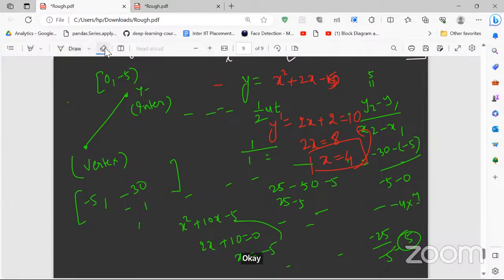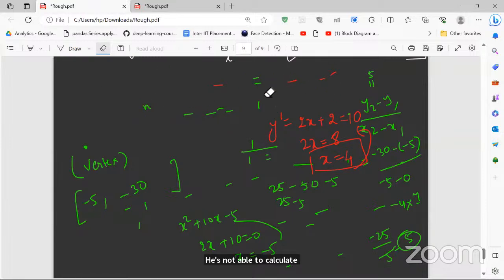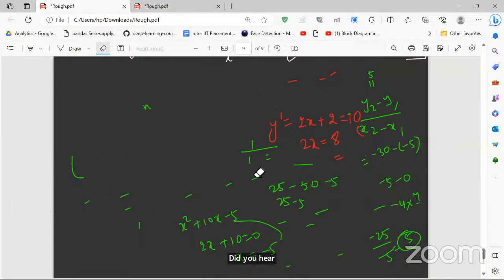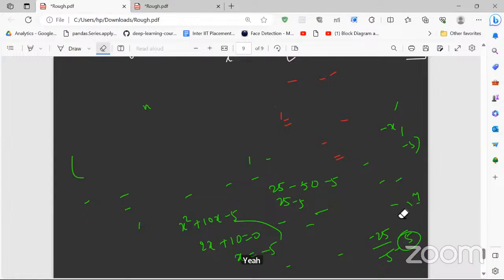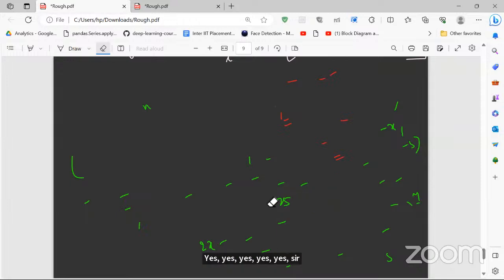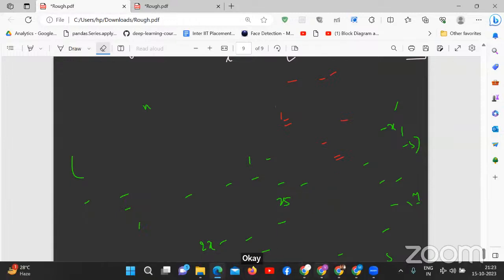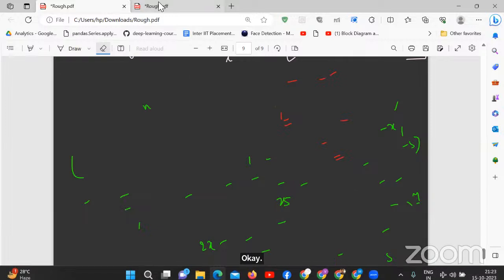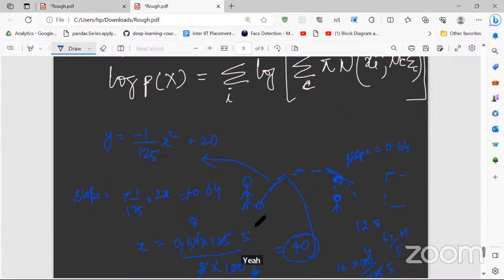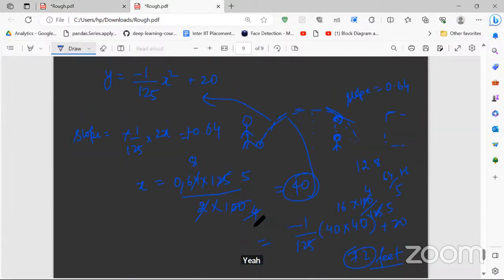Is it clear? Yes, sir. Okay. So this question is also clear, right? This one is clear, the football one. Yes, sir. Or anybody has any doubt in this problem?